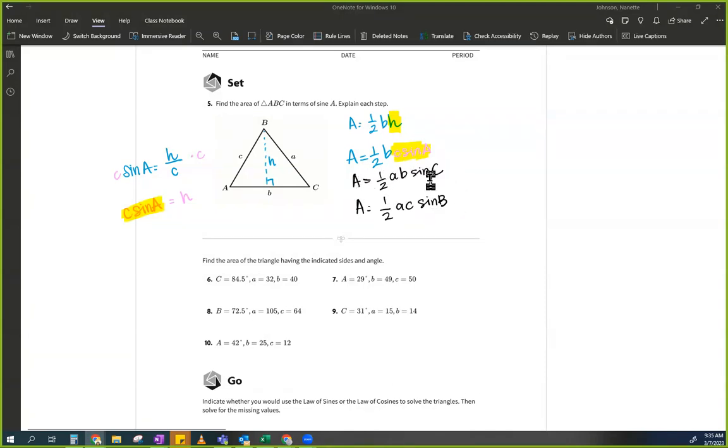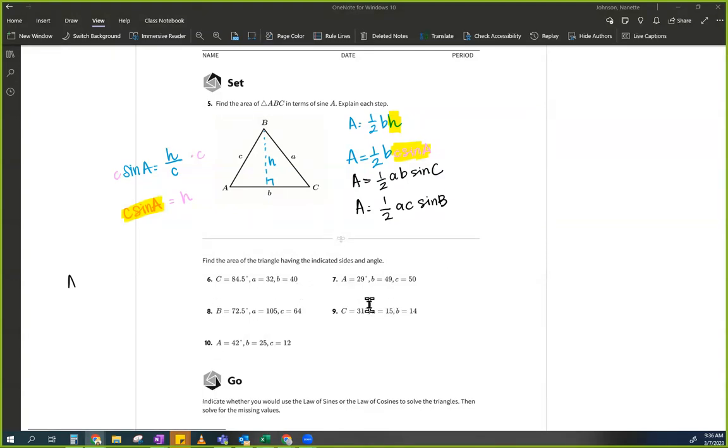Yeah, I'd use formula 2 as well. Very good. Now, the biggest indicator is which angle did they give me? Since they gave me big C, I'm going to use this one. So I'm just going to literally plug everything in here. It says A equals half of AB sine C. So now I'm just going to plug everybody in here.